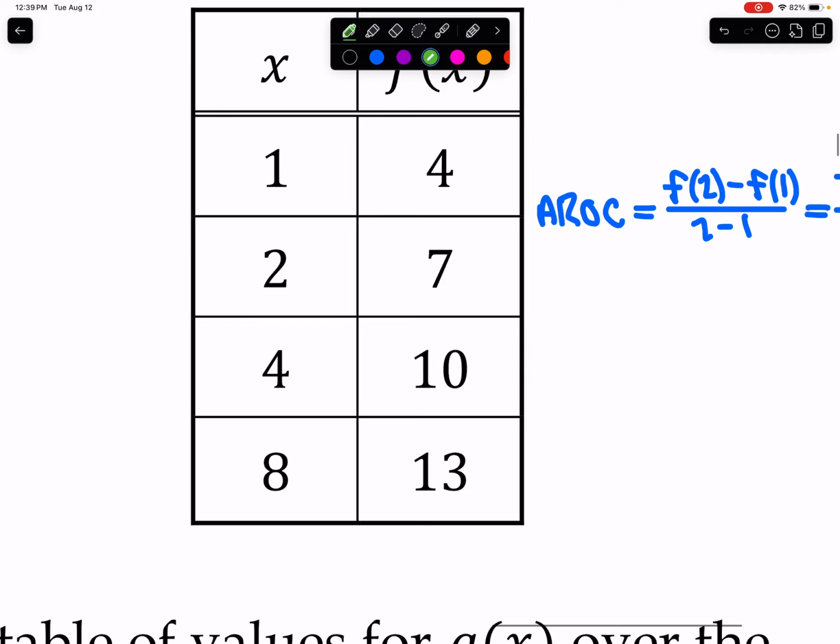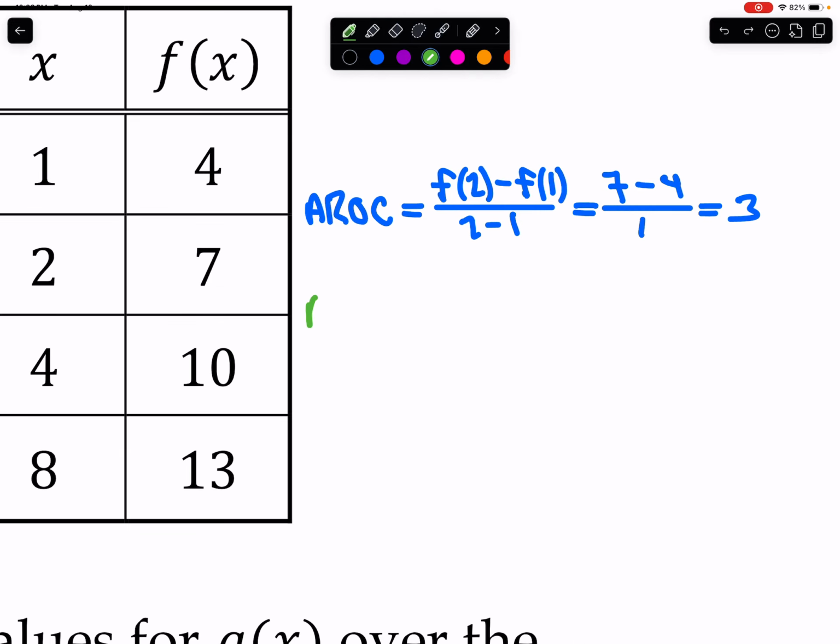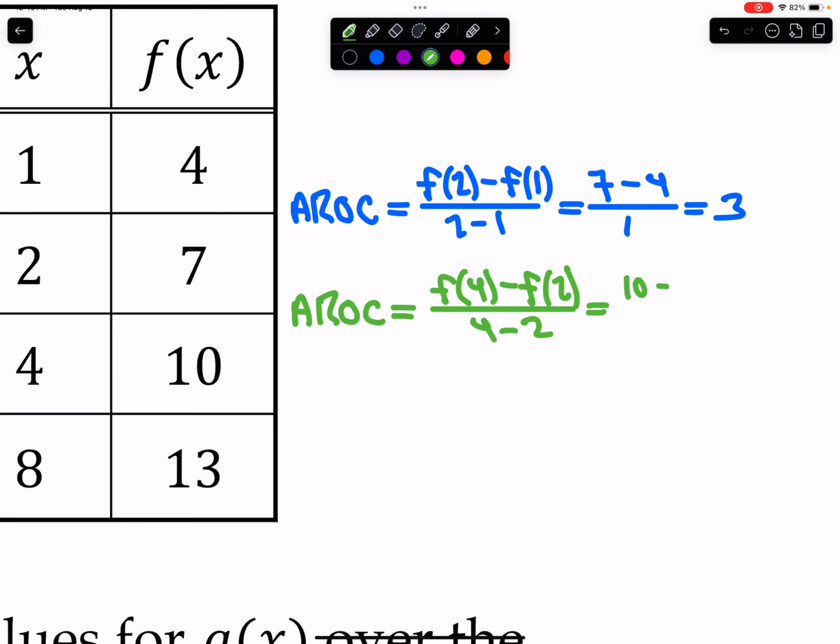So I'm going to do the average rate of change from the values 2 to 4. So when I look here, we're going to do f of 4 minus f of 2 over 4 minus 2. So the output at 4 is going to give you 10 minus the output at 2, which gives you 7, over 4 minus 2, which is 2, which is going to give you 3 over 2.